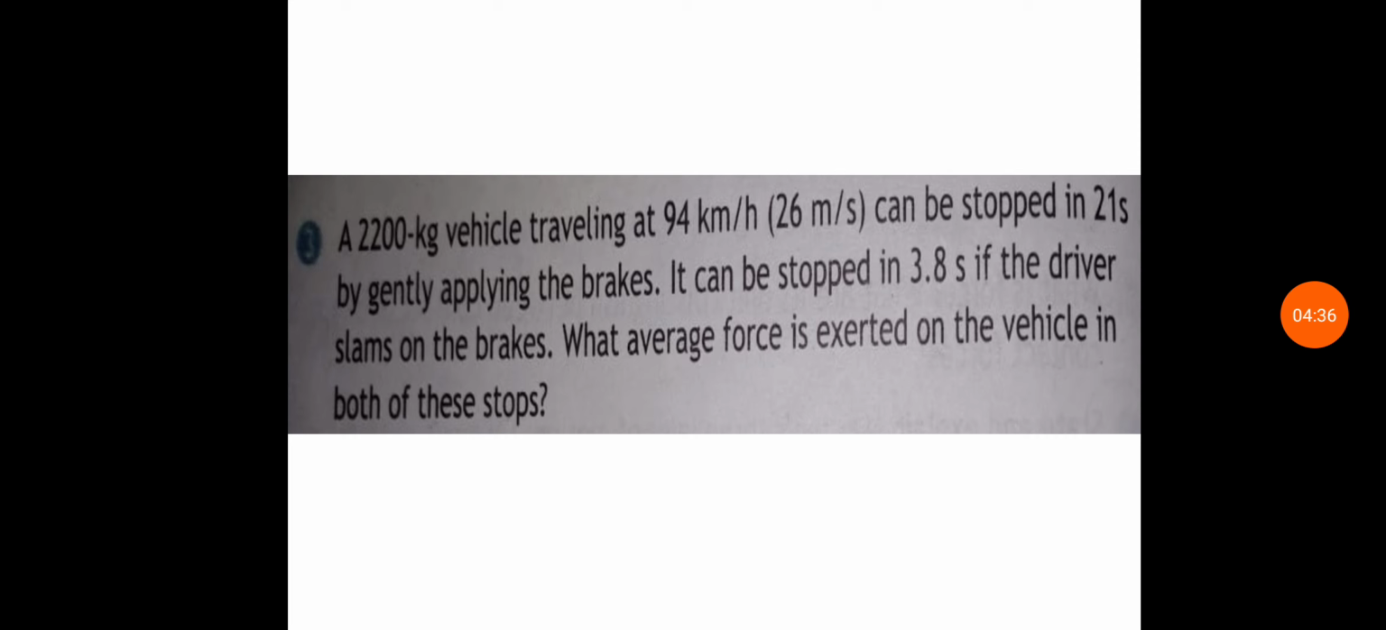Now numerical number 3. A 2200 kilogram vehicle traveling at 94 km per hour, 26 meter per second, can be stopped in 21 seconds by gently applying the brakes. It can be stopped in 3.8 seconds if the driver slams on the brakes. What average force is exerted on the vehicle in both of these stops?